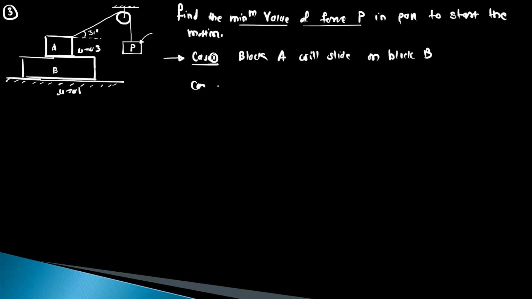And second case is both the blocks, that is the block A and B, will move as a rigid object. So block A and B will simultaneously move when we apply the force P. This is the second condition. So consider the case one.